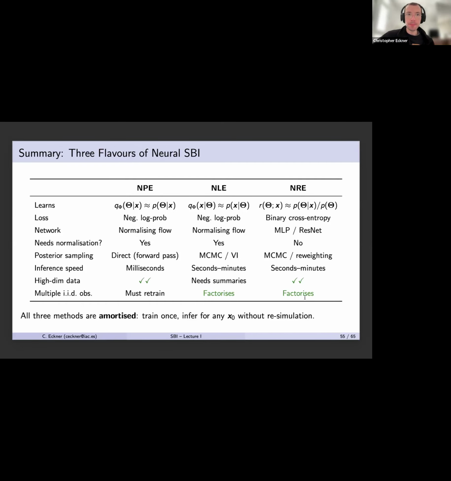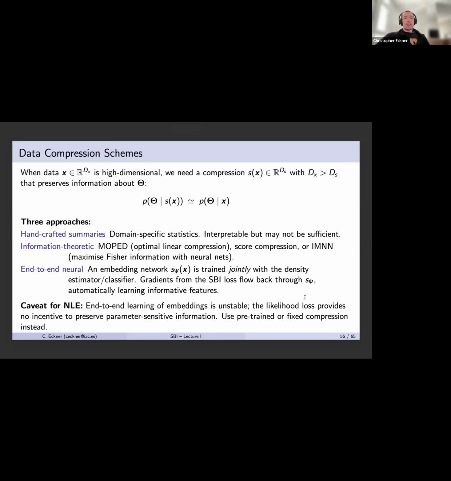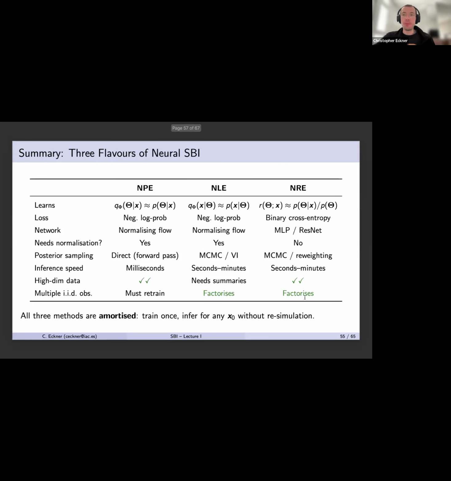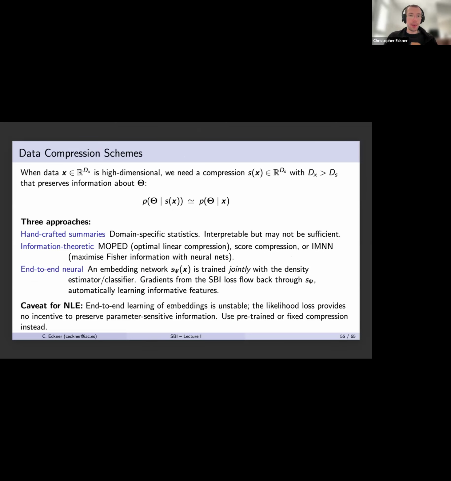All right. Yes. Before I go through the last slides for this lecture, are there any questions about these three types of simulation-based inference? Okay. Then I will finish with a few adjacent topics and remarks.